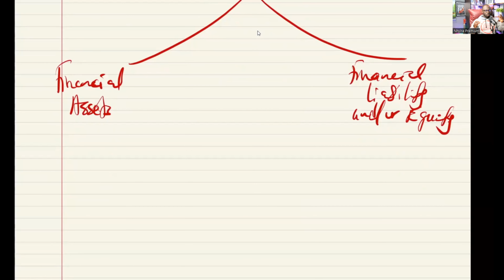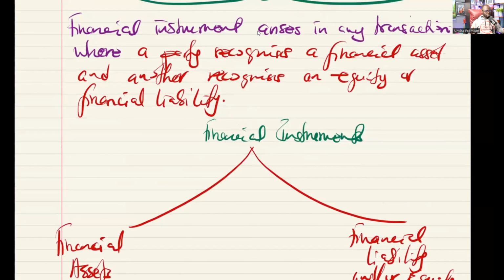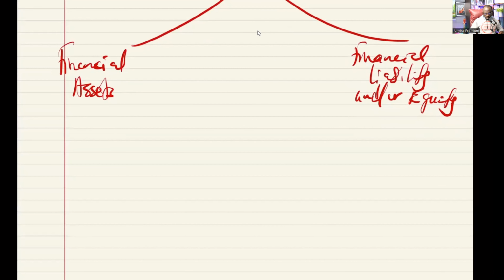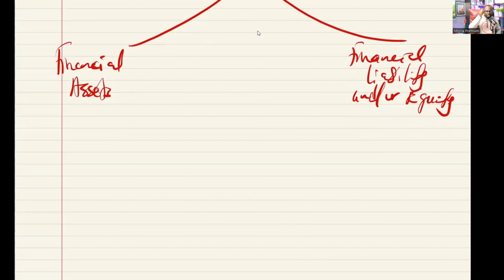Now, how do we know? Because it's a transaction. So one party is going to be recognizing a financial asset. The other party will be recognizing an equity or financial liability. So how do we know that in the books of the company that we are preparing the financial statements for, we have to recognize a financial asset, a financial liability, or an equity instrument? How do we know where exactly we are at? It all boils down to the terminology that the examiner uses. This is where the journey starts.